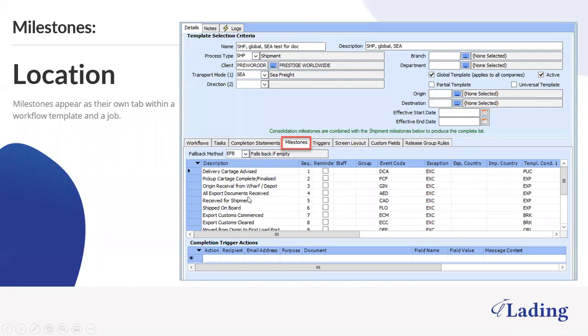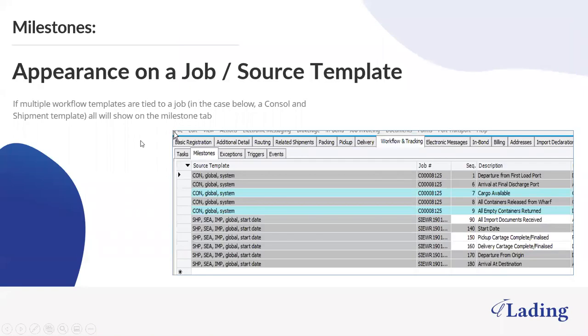These are going to be all of my milestones. What does this look like on a job? It looks like this. Here are workflow and tracking milestones. This is actually a shipment. And I have all of my milestones for a consolidation. I have all of my milestones for a shipment here.